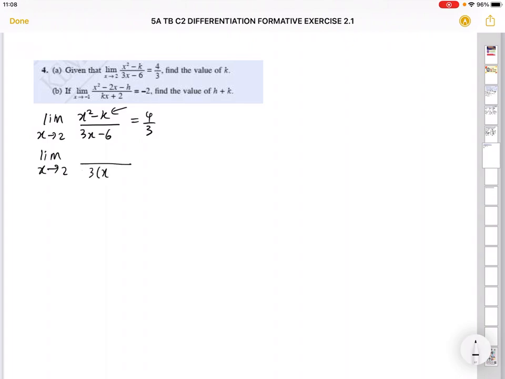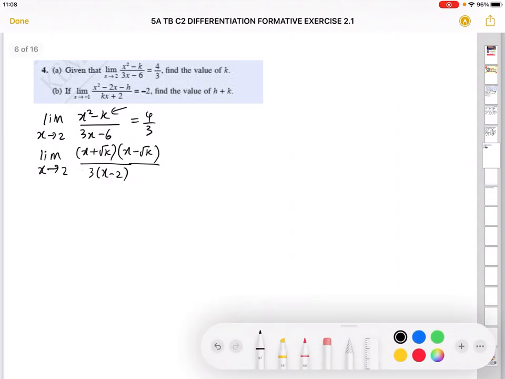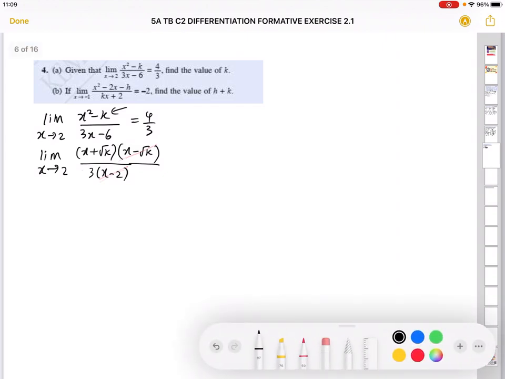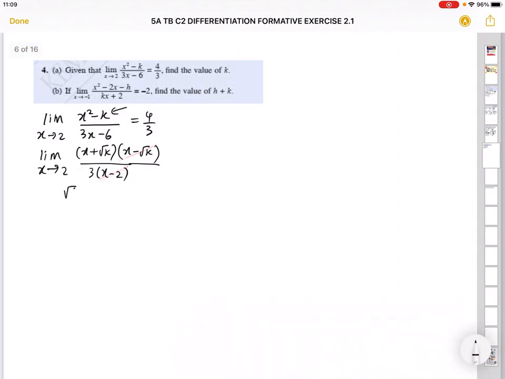And your numerator, obviously, we should be able to factorize. The problem is the k will be either square root k, one positive, one negative. And we know these two, we should be able to cancel one of them. But to be able to cancel these two, we know square root k must be 2. Square root k must be 2, correct? So k must be 4.